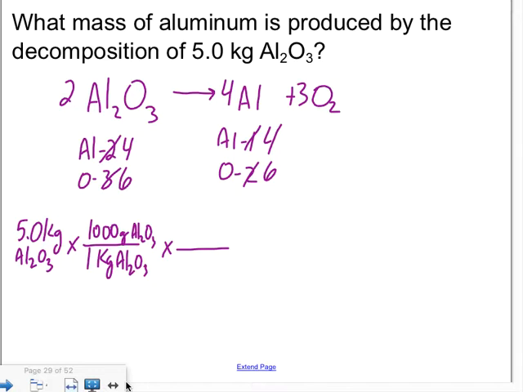Okay, now we can resume our previous conversions. So I have grams of Al2O3. I need to convert that to moles so I can use the mole ratio. So we convert from grams to moles using the molar mass. So I've got to figure out the molar mass of Al2O3.